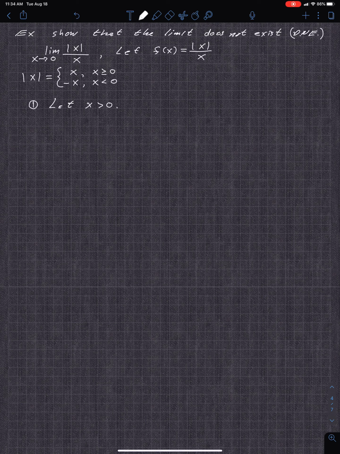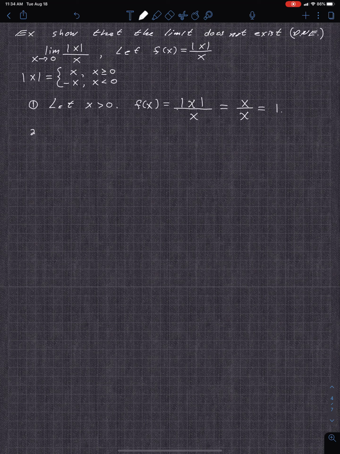All right. So let x be greater than 0. Then what do we know? So then you'd write f of x equal to absolute value of x over x. But then if it's already positive, then you would say it's just x over x, which is equal to 1.